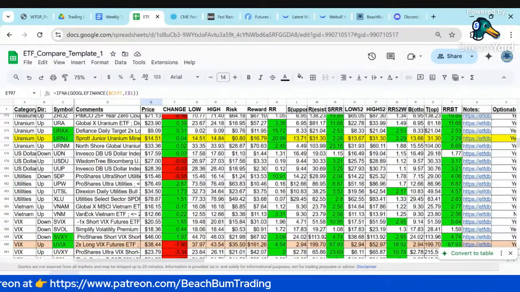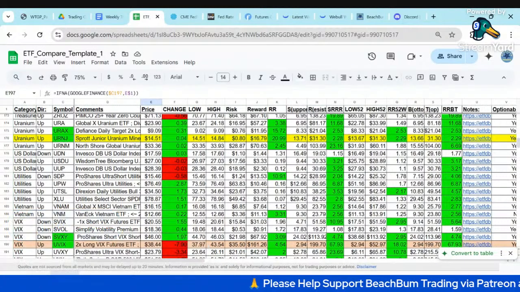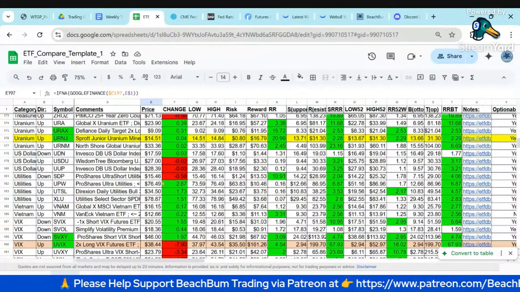Keaton's talking about the Baltic Dry Bulk Index. Yeah, that's what BDRY is based on, so you can look at that. You'll have to do a Google search for that.